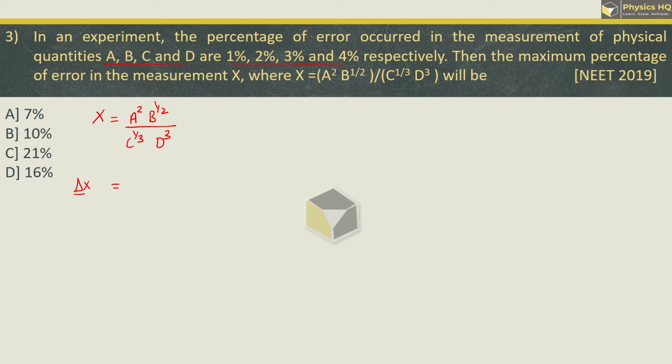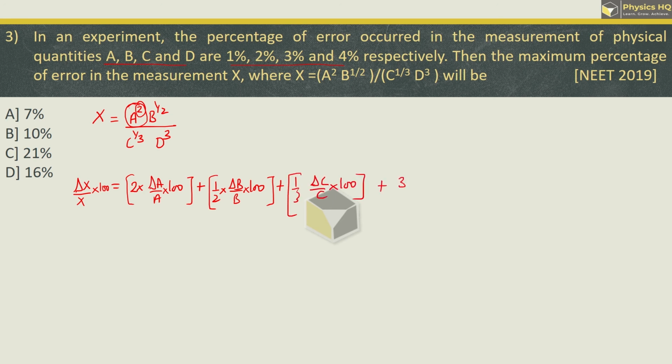So percentage error in x is written as delta x by x into 100. फिर हमें इसका percentage error लिखना है which is delta a by a into 100. But remember इसके साथ ये power 2 है तो वो power multiply हो जाएगा. Next we got percentage error of b और उसका power half है, so we have to multiply it by half. Next 1 by 3 into percentage error of c and finally 3 times the percentage error of d. Let us put their values.